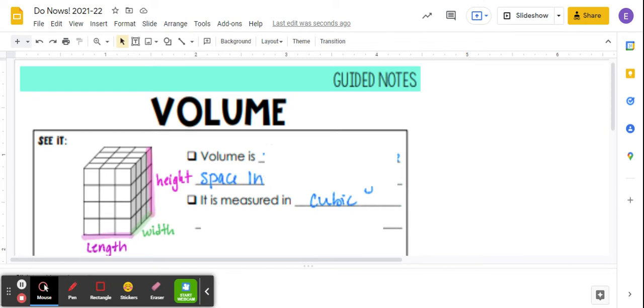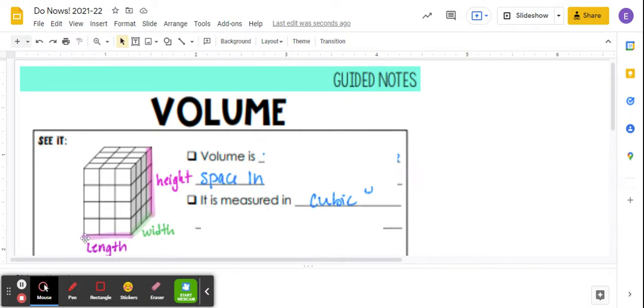Hey guys, so we're thinking about volume here. Different than finding area and perimeter, which is where you find the space inside or the space it takes to go around a two-dimensional shape, volume is that, but for a shape with three dimensions.